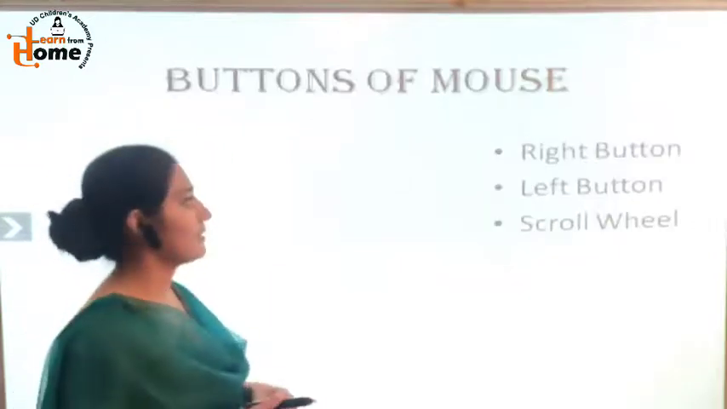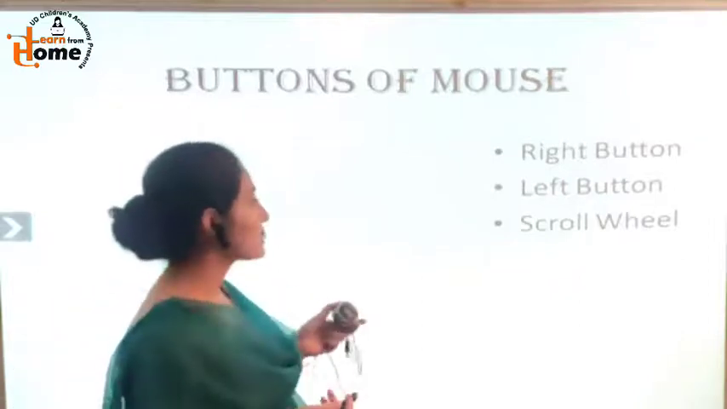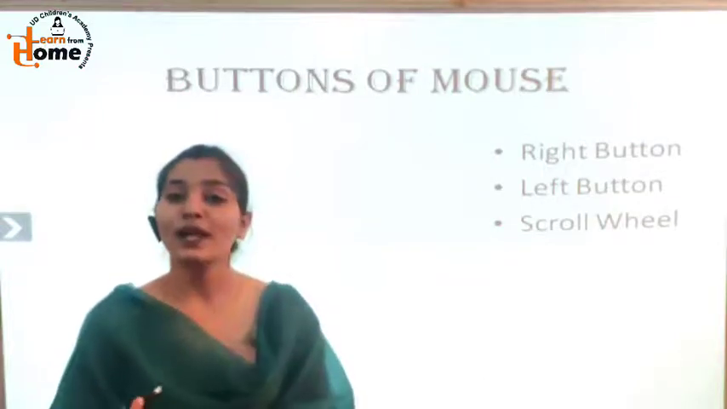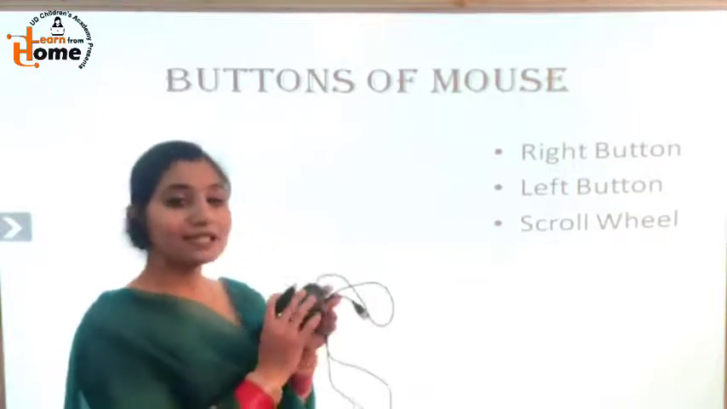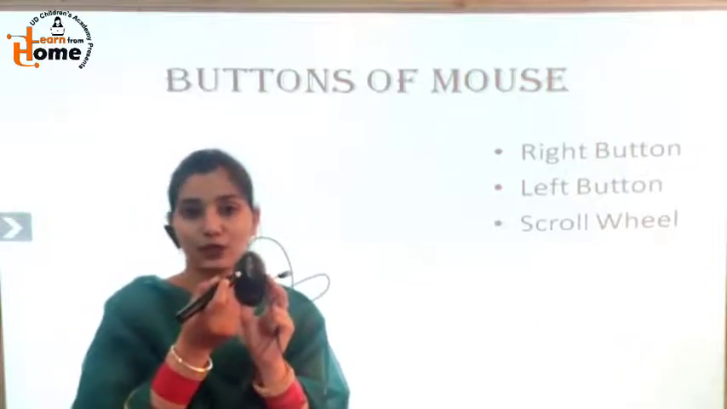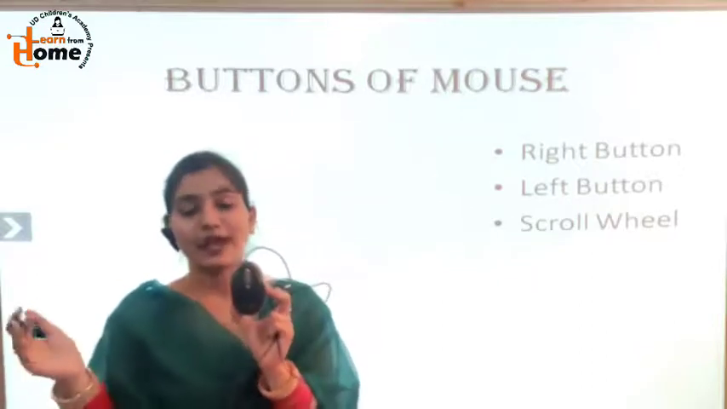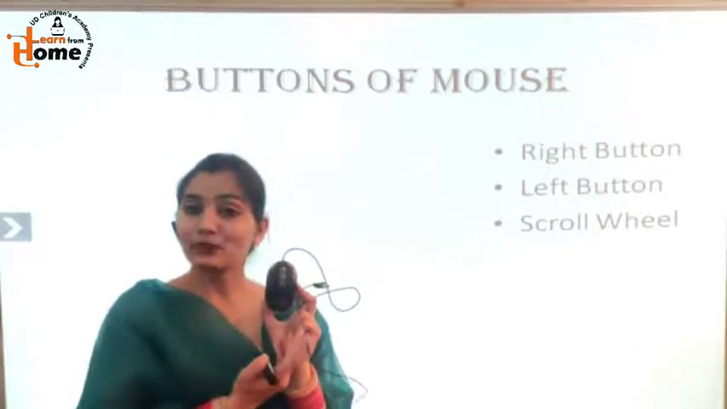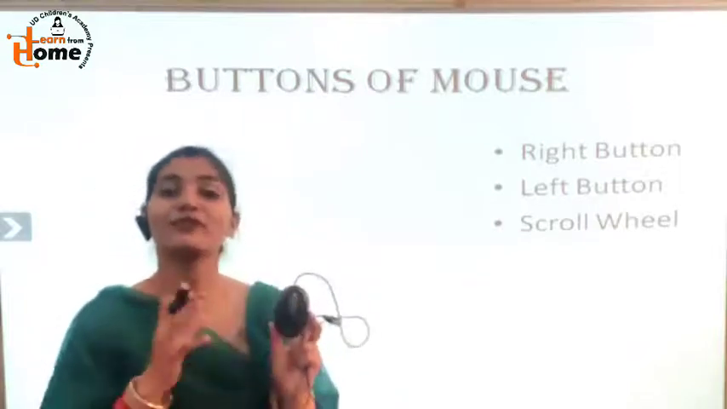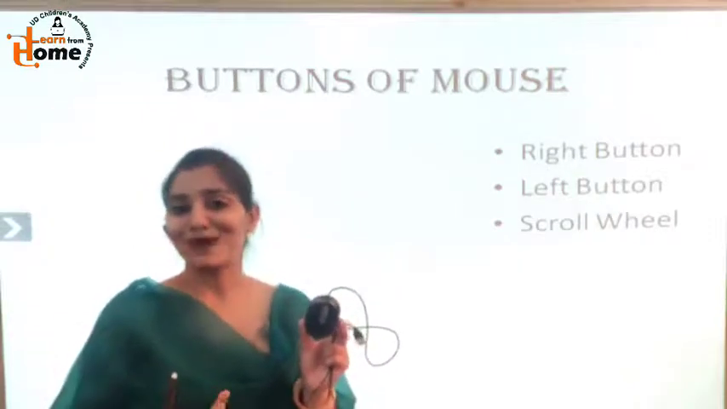So next, what are the different buttons that we have on the mouse? First, we have the right button, then we have the left button and a scroll wheel, okay? Which is the left button on this mouse? This is the left button. The button on the left side of the mouse is the left button and the button on the right side of the mouse is the right button, okay? And both the buttons have different functions. You will learn about them when you use the mouse.